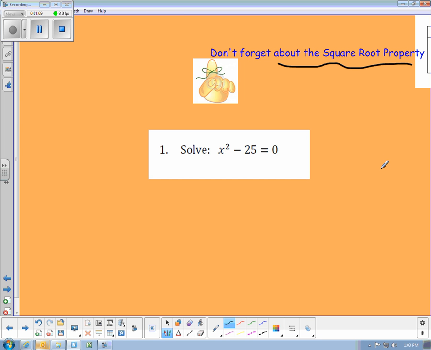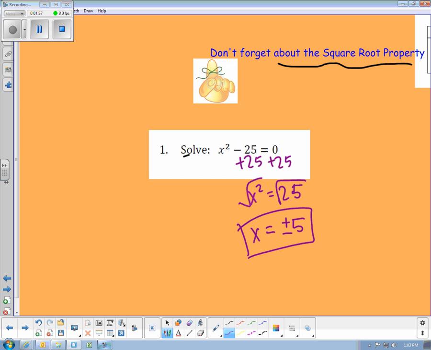So if we take a look at number 1 on your notes sheet, this is just how we would solve this using the square root property. I would add 25 to both sides here, and I'd end up with x squared equals 25, and then I need to take the square root of both sides. And remember that when we start with the x squared factor, we end up with two solutions, so it's plus or minus 5. Two solutions there, okay? So that was one. Let's try it with number 2.